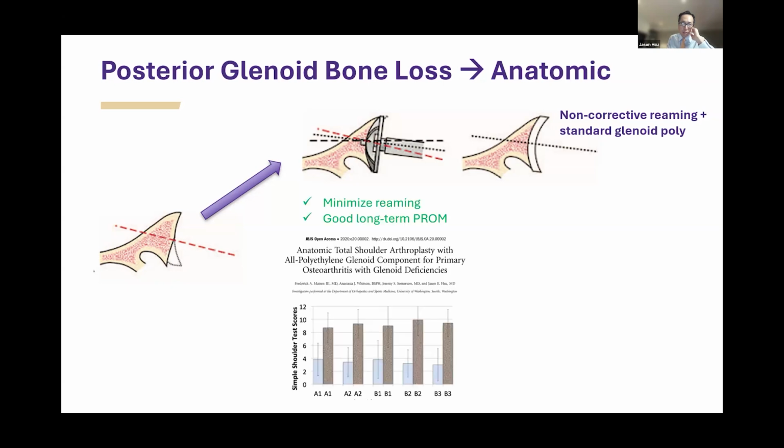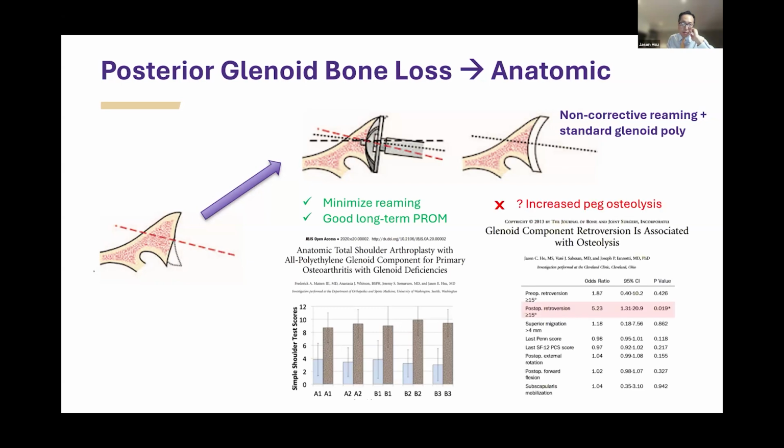And we have some good long-term data showing that regardless of the morphology of the glenoid, whether it's A1, A2 and centered, or whether it's B2 and B3, you have posterior glenoid bone loss, that we can get good functional results long-term. But there is some concern that implanting a component in retroversion can lead to peg osteolysis. And this is one of the most commonly cited studies at a Cleveland Clinic, where Kevin is heading to fellowship, showing that osteolysis with component placement in more than 15 degrees of retroversion had an odds ratio of 5.2.